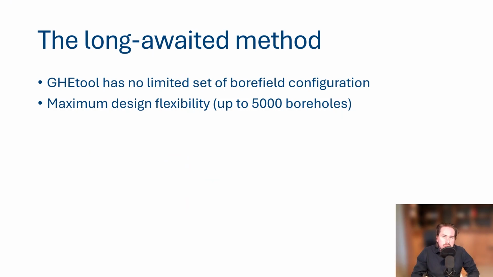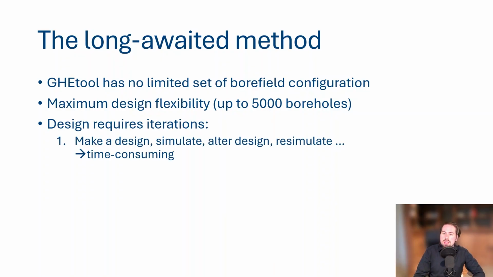So as you know, GHG2 has no limited set of borefield configurations. You can design whatever you want, change the spacing in length and width direction, or even go full on with coordinates and design up to 5,000 boreholes wherever you want. So it's extremely flexible to design. So that also means the design requires some iteration.